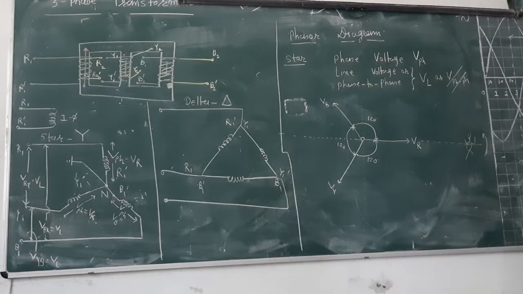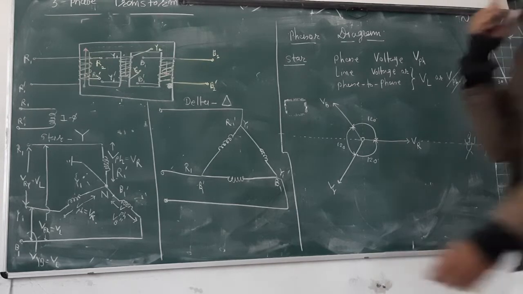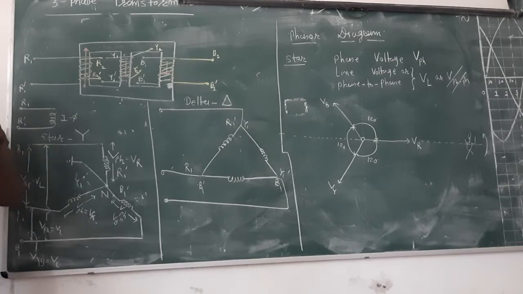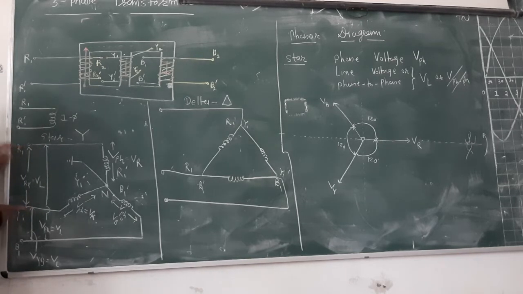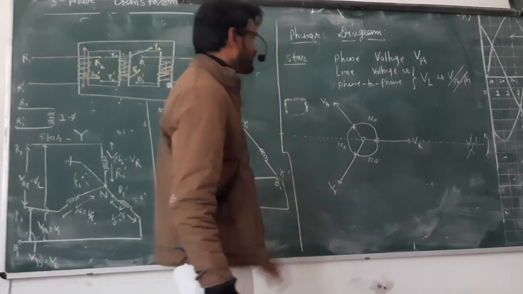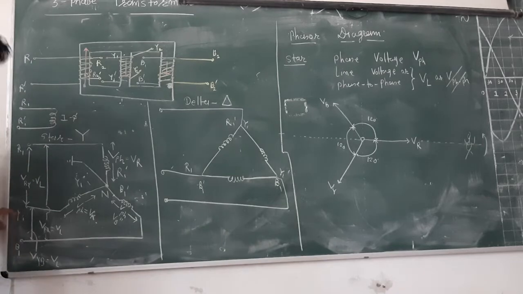So what should I do? We know that the voltage between this phase and that phase is actually the voltage difference. Voltage between these two terminals is actually the voltage difference. So I need to take a voltage difference between R and Y. So this is the VR, this is the VY, this is the VB. R and Y. I want to take the voltage difference between R and Y.